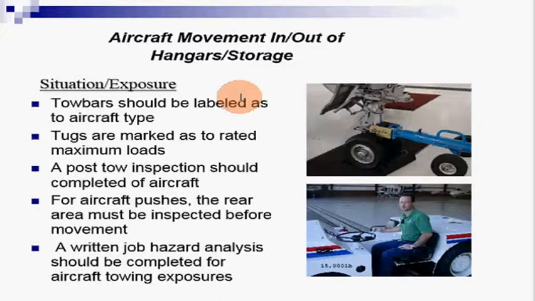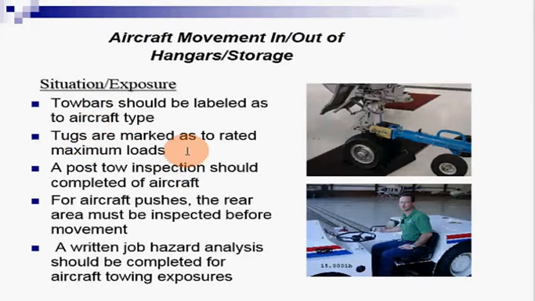Now, why do we do such towing procedures? Because we move in or move out the aircraft from the hangar. Tow bars should be labeled as to aircraft type, that is, what type of aircraft can be towed with that particular tow bar.